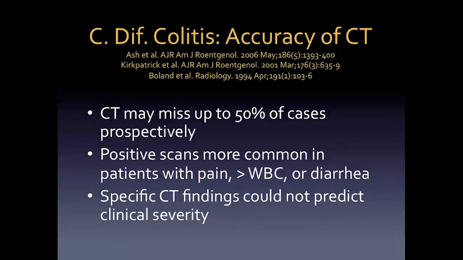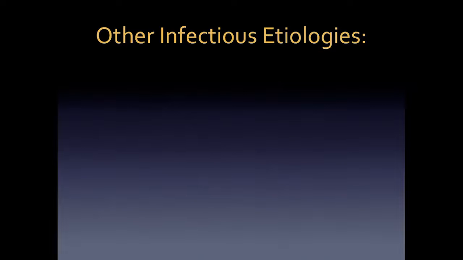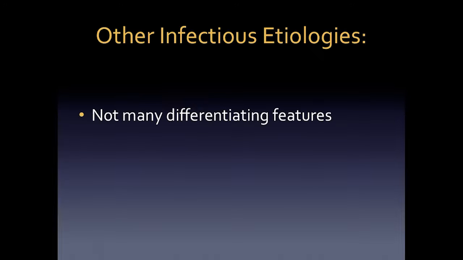And there's also some lack of correlation between CT findings and the clinical severity. There can be a bit of a lag. Sort of like chest x-ray and treating pneumonia where the patients may be starting to get clinically better and the CT still looks pretty severe. So don't use CT to rule out the diagnosis. If you do see findings suggestive of it at CT, highly likely that you're looking at C. diff.